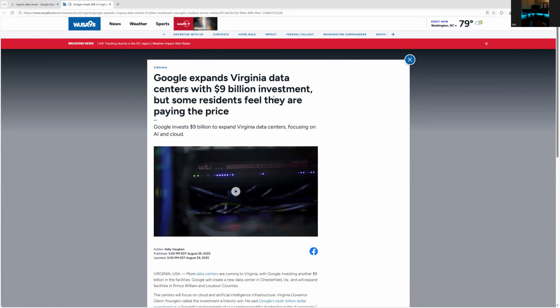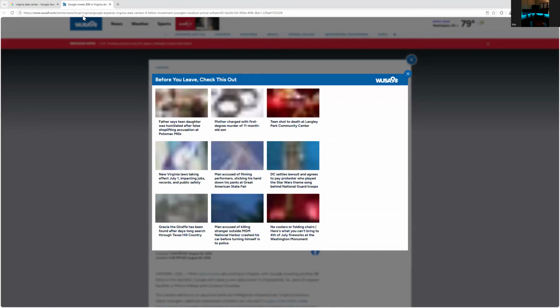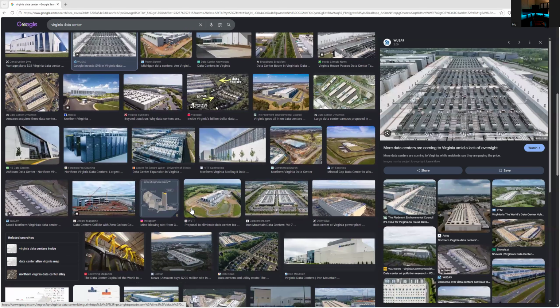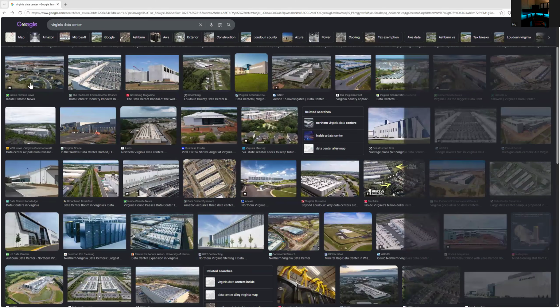See Virginia, Google expanding in Virginia. That's a huge $9 billion investment. People are complaining because the electricity bill is going to go up because of the data centers, because they suck so much electricity. That's crazy.